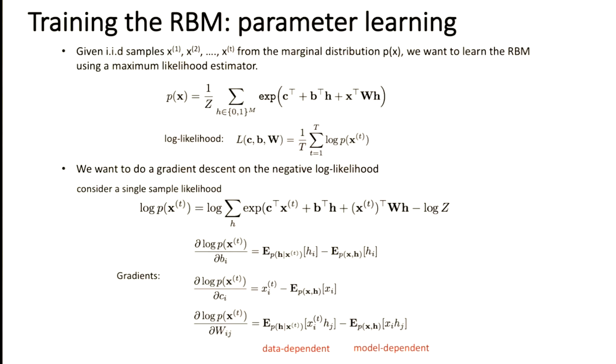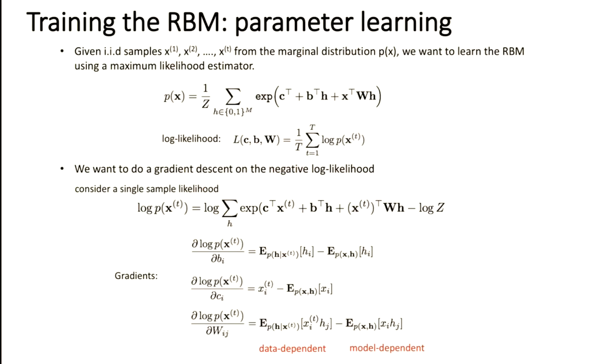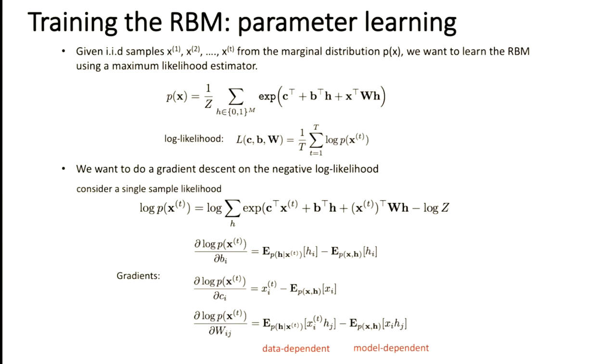If we consider a single sample likelihood given by, say, x of t, which can be written out in this form again, this is nothing new. It's the same formulation. If we differentiate this with respect to the parameters, say the bias b_i, it gives you again a very nice formulation of two different expectations. The first is the expectation over the conditional distribution p of h given your sample x of t. The second is your expectation over the joint distribution of x and h, which comes from this partition function term. Once again, this is intractable.